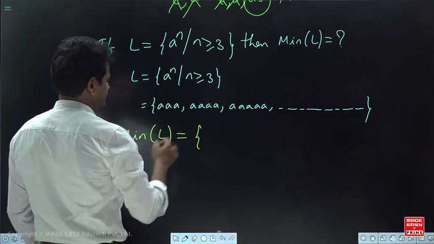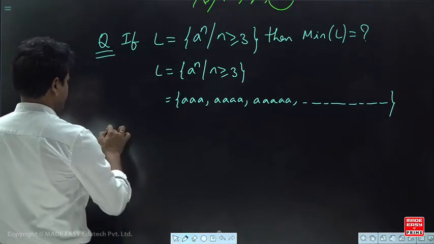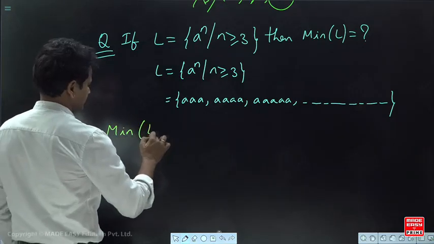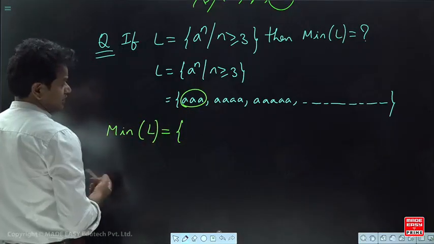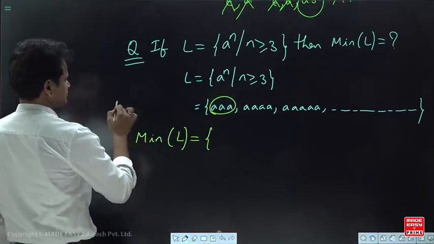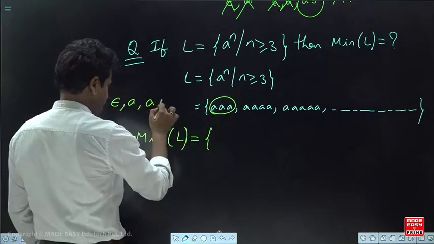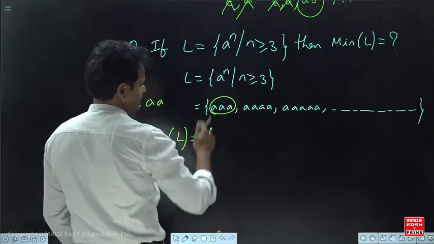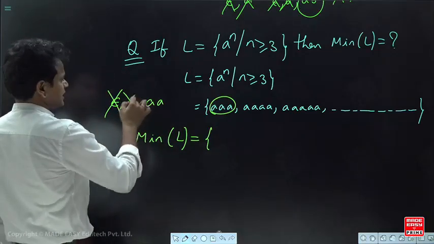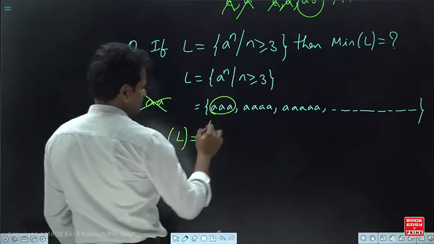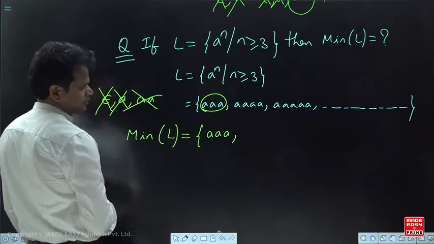Minimum of L. Here, a cube, what are the proper prefixes? Epsilon, a, a square. The proper prefixes of a cube are epsilon, which is not in the language, a, not in the language, a square, not in the language. Therefore, a cube will be in minimum of L.